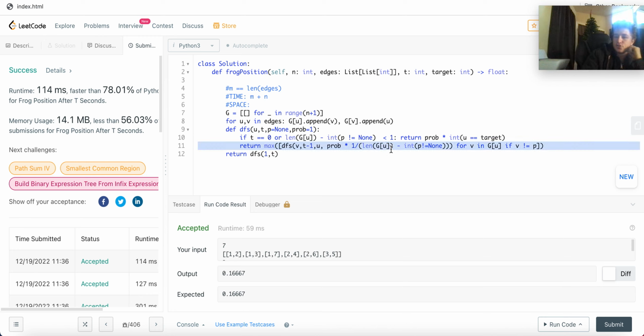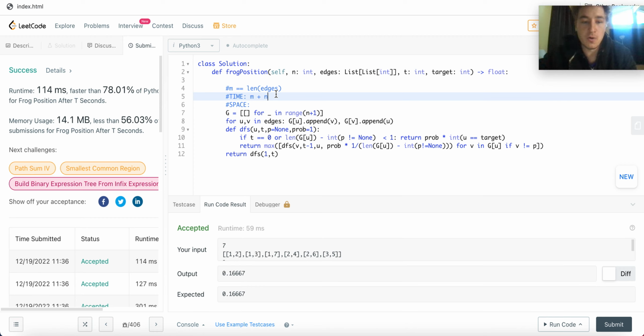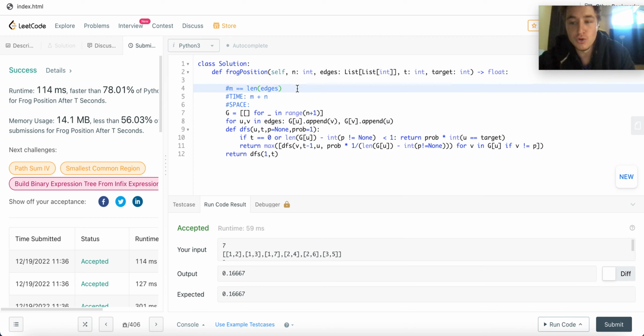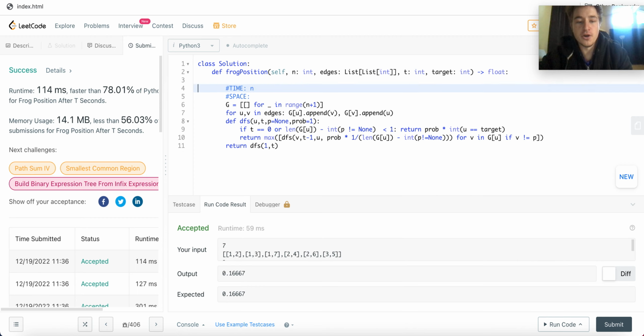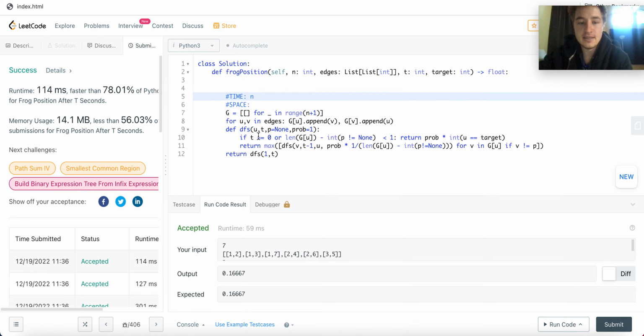Now, since this is a tree, the length of edges at most could be n minus 1. So we don't even need this factor here, right? Because the number of edges is always less than the number of vertices. So we don't actually need to keep track of that, right? Because it's always going to be less than n. So it's always going to be less than 2n. So n is fine here.